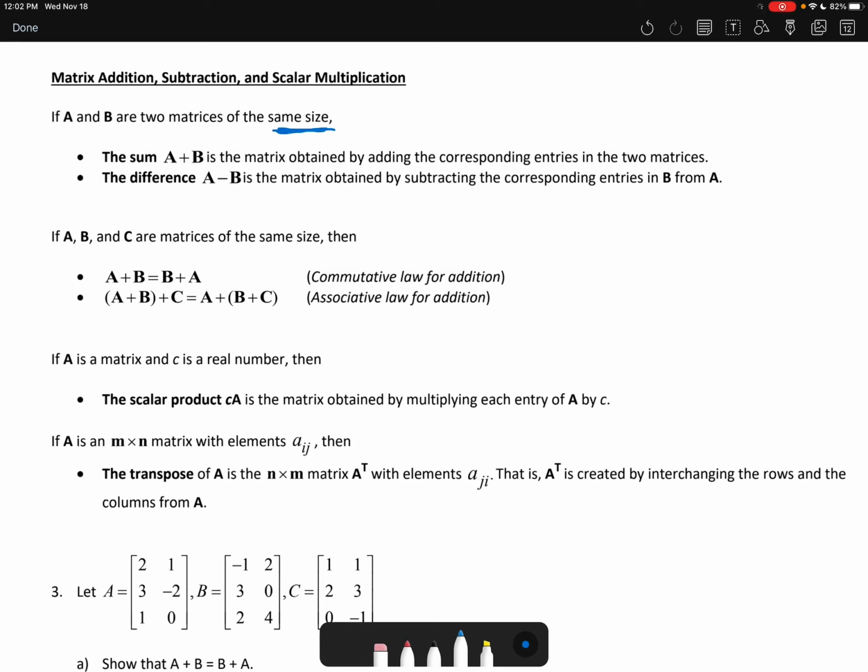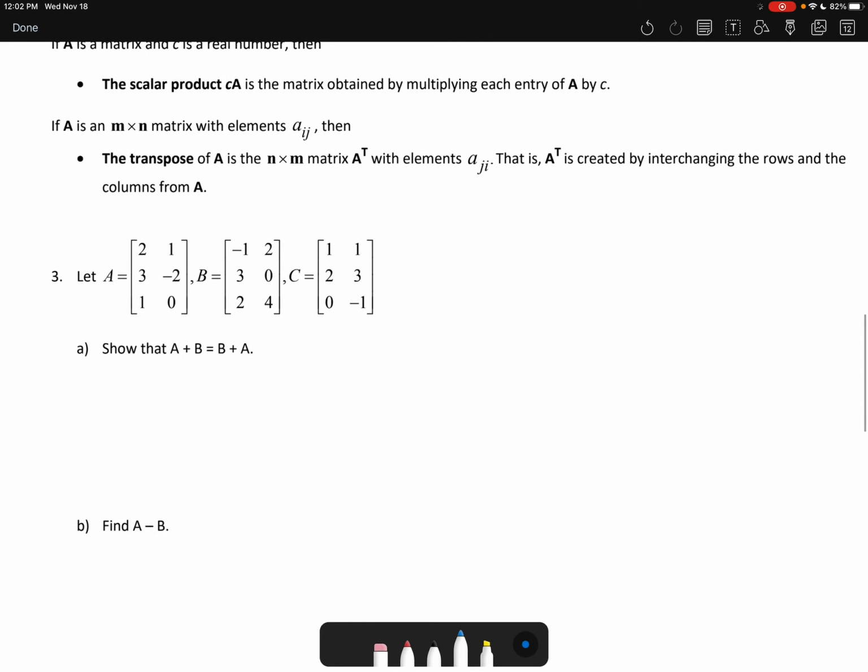If C is some real number, you can take a number times an entire matrix by just multiplying every entry of that matrix by that number. And one more definition before we get started on some examples is that you can find what's called the transpose of a matrix by reversing all of its rows and columns. So taking an M by N matrix and reversing it entirely so that it is now an N by M matrix. So you interchange again the rows and the columns.